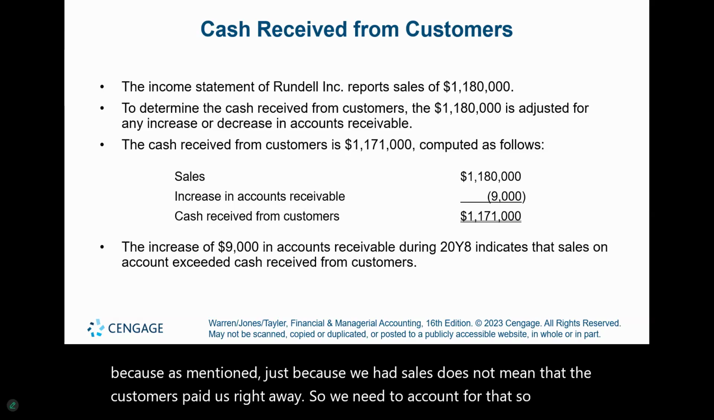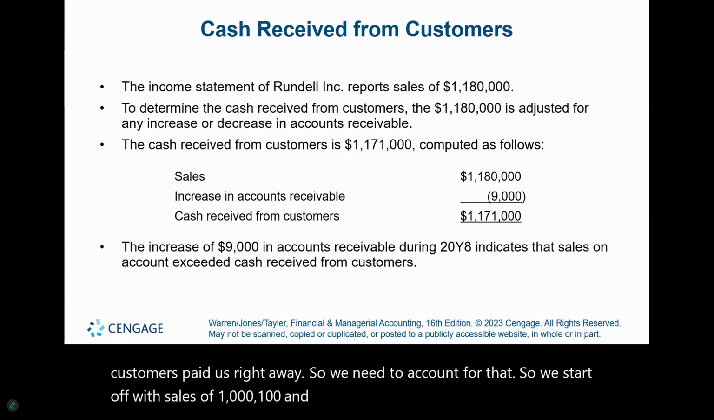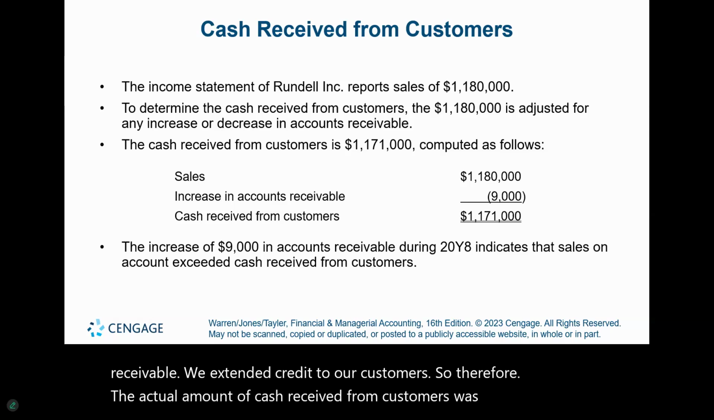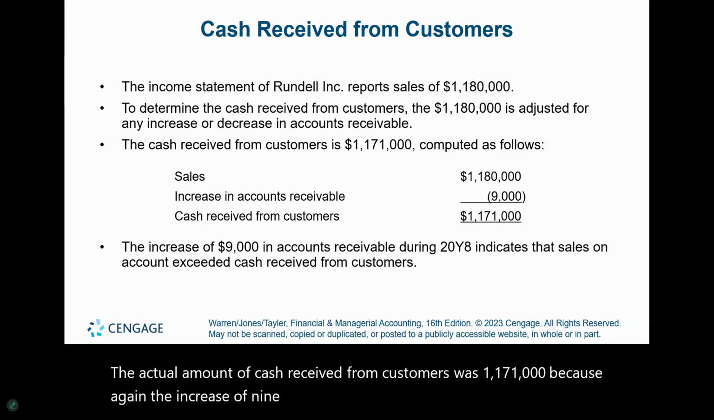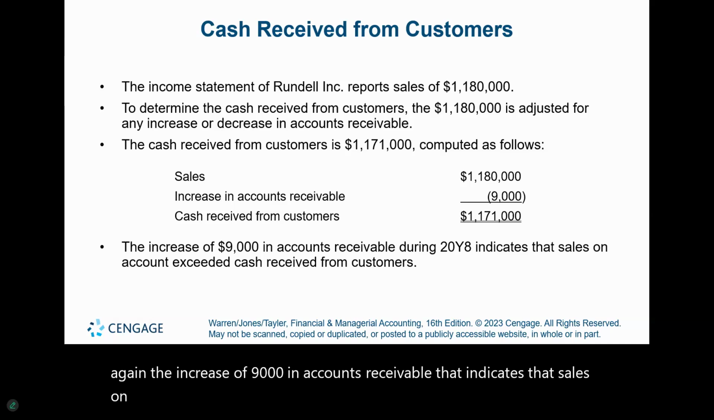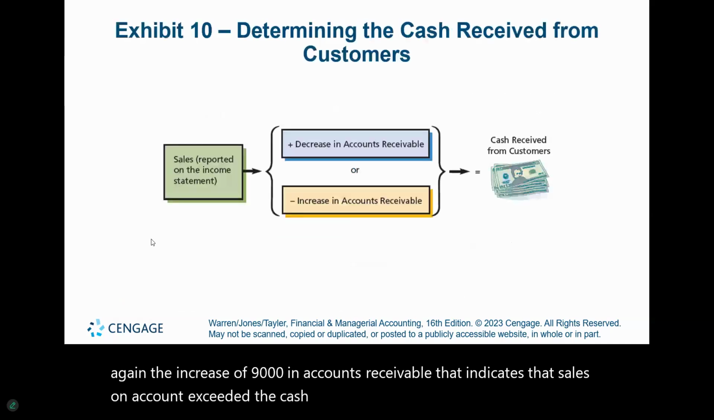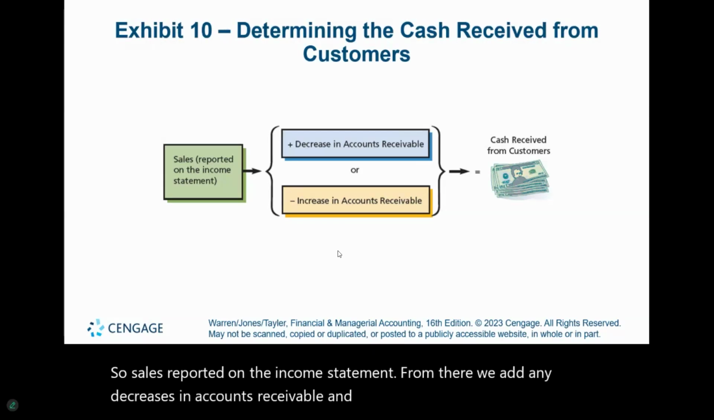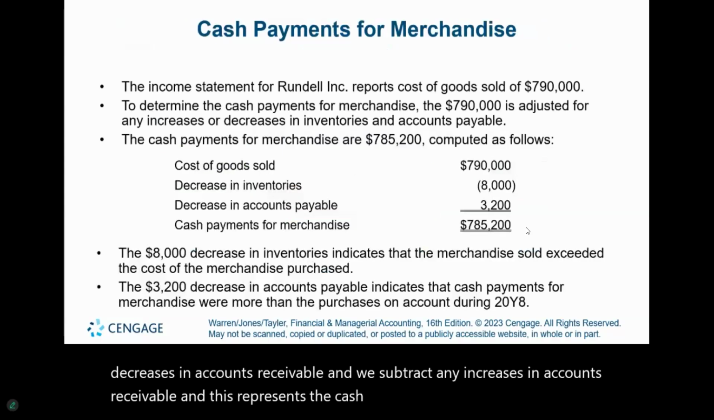So we start off with sales of $1,180,000. However, there was an increase in our accounts receivable. We extended credit to our customers. So the actual amount of cash received from customers was $1,171,000, because the increase of $9,000 in accounts receivable indicates that sales on account exceeded the cash received from customers. So from sales reported on the income statement, we add any decreases in accounts receivable and we subtract any increases in accounts receivable, and this represents the cash received from customers.